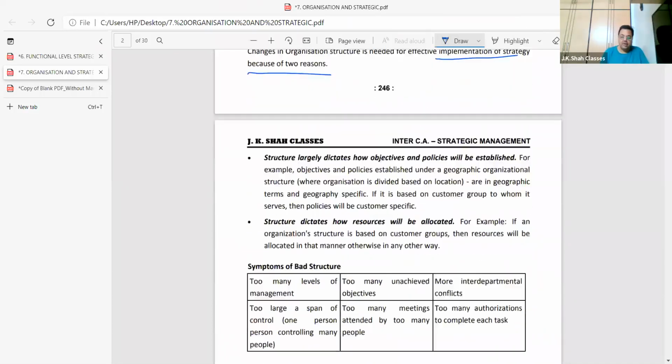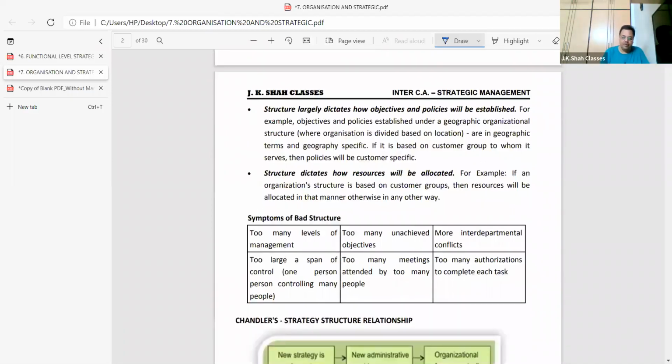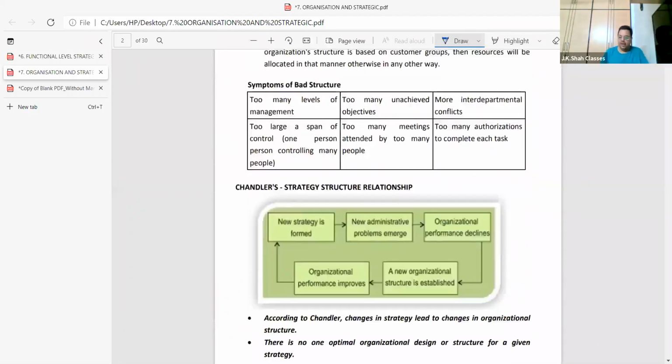Structure largely dictates how objectives will be established. Structure dictates, forget this for now, first look at this, beta. Chandler, a 3-mark question is asked, this is what is expected from you. I'll explain this, then the one thing that's written on top will become clear.